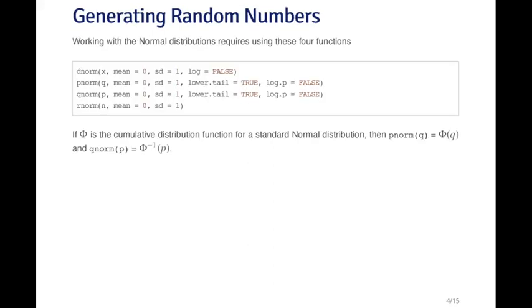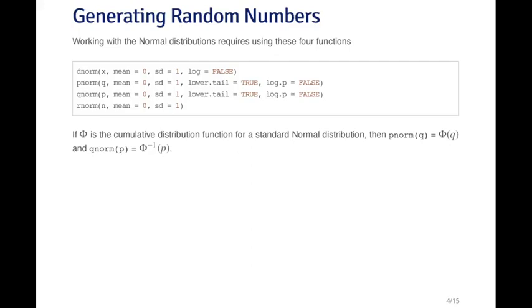Working with the normal distribution requires these four functions. I mentioned there's dnorm, pnorm, qnorm, and rnorm, and you can see they each take a number of different parameters. All of the functions require that you specify the mean and the standard deviation because that's what specifies the actual probability distribution. If you do not specify them, then the default values are a standard normal distribution, which has mean 0 and standard deviation 1.